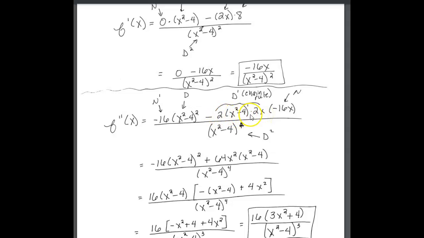So all of this right here is taking the derivative of the bottom using the chain rule, and then that gets multiplied by the numerator, negative 16x. And then, because we're in the quotient rule still, all of this gets divided by the denominator squared. When you square something that's already squared, it becomes a power of 4.